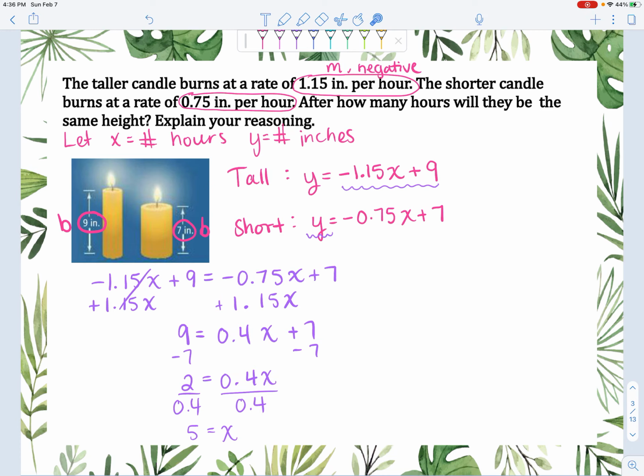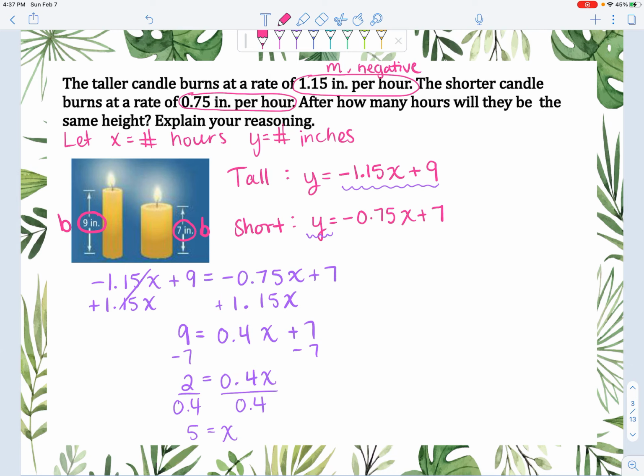Okay, so now I need to go back and double check, have I answered the question? I didn't get the y variable. I could if I substitute that solution back into one of these equations, but before I do that, I'm just going to go back and reread the question because I might not need it. It says, after how many hours will they be the same height? So it's looking for the number of hours, which is what my x is. I've got that answer. It is not asking me to provide how tall the candles would be. I don't need to waste the time substituting the solution in and solving for the y. I'm actually done here when I find the x.